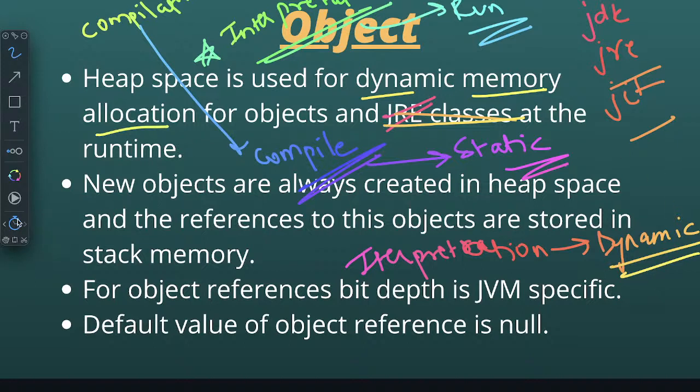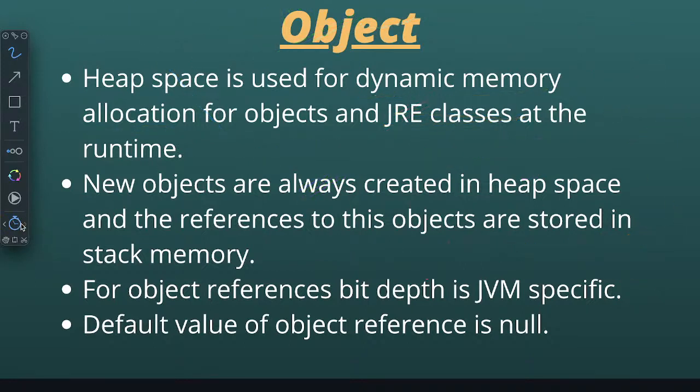So heap space is used for storing something that takes place dynamically, at runtime. That's the reason why heap is called dynamic memory allocation, or we can say that heap is used for dynamic memory allocation.